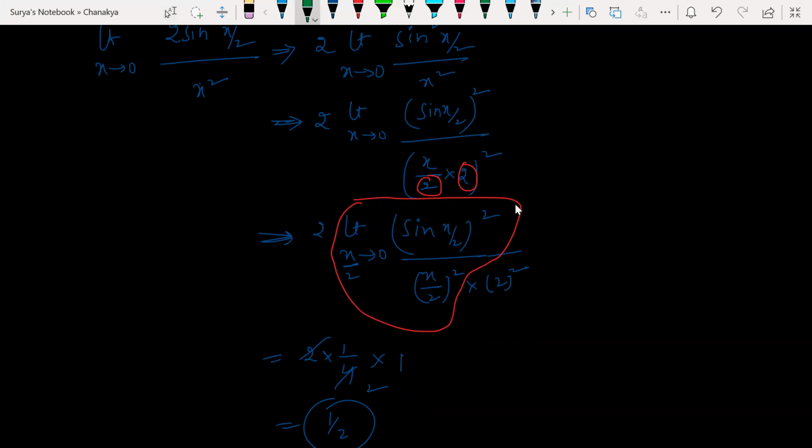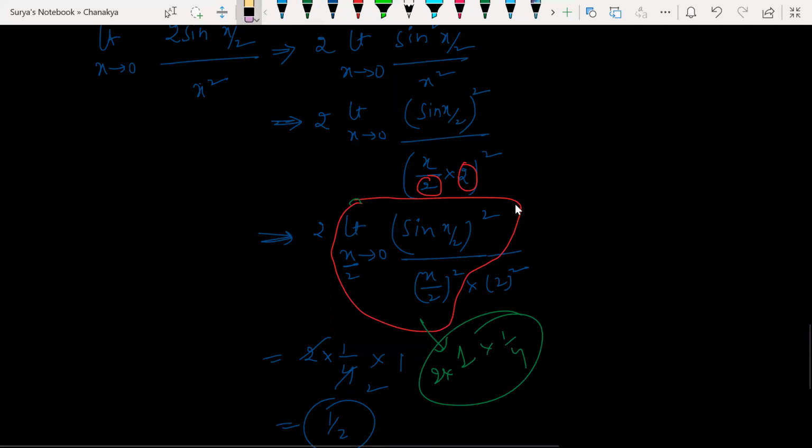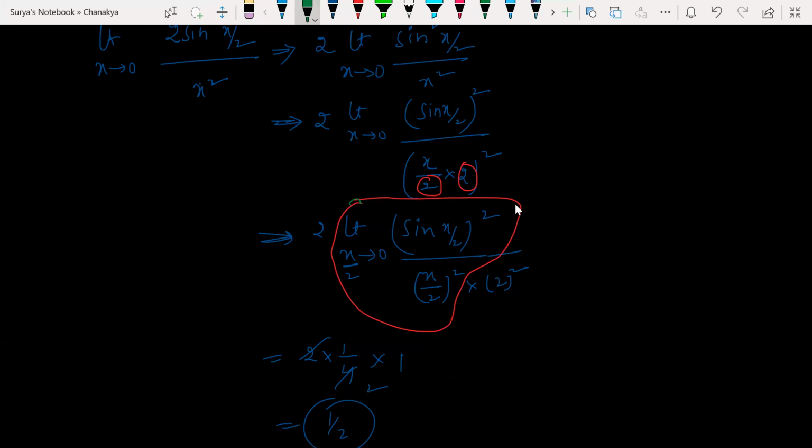So that big red circle can simply be written as one now. I could calculate it very simply if I convert it to standard form, because that entire red circle became one. So it is 2 into 1 into 1 by 4. Is it difficult to calculate now? Very simple, isn't it? That is the reason we convert the given function into the standard function, to make our calculation easy. What is my standard function? This is my standard formula. Look at this. Any question? We have to convert into this form.